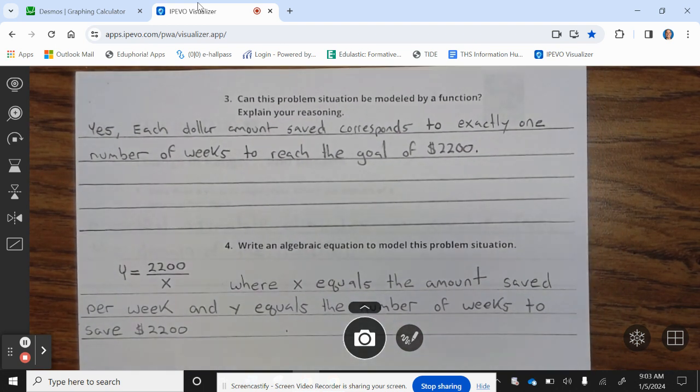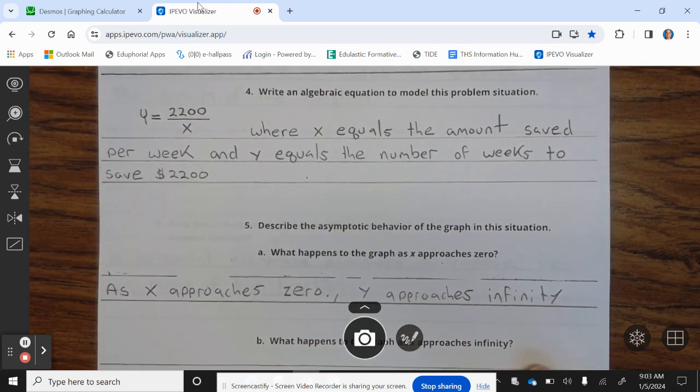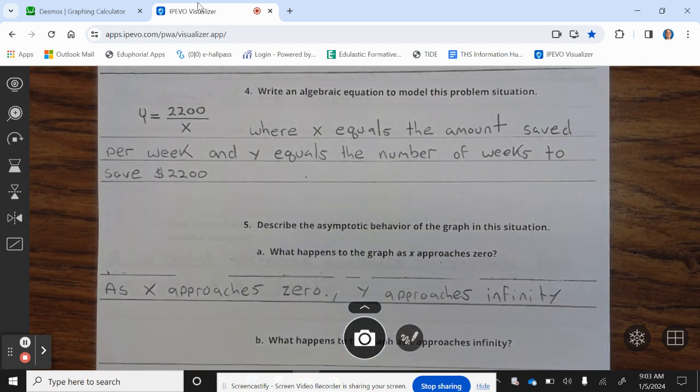3. Can this problem situation be modeled by a function? Explain your reasoning. Yes, each dollar amount saved corresponds to exactly one number of weeks to reach the goal of $2,200. 4. Write an algebraic equation to model this problem situation. y equals 2,200 divided by x, where x equals the amount saved per week and y equals the number of weeks to save $2,200.